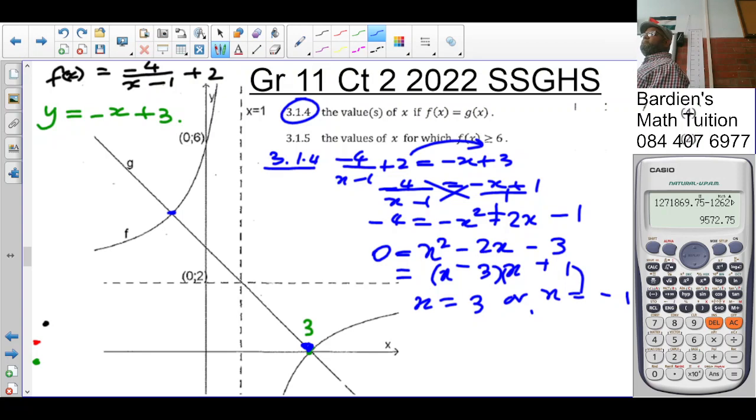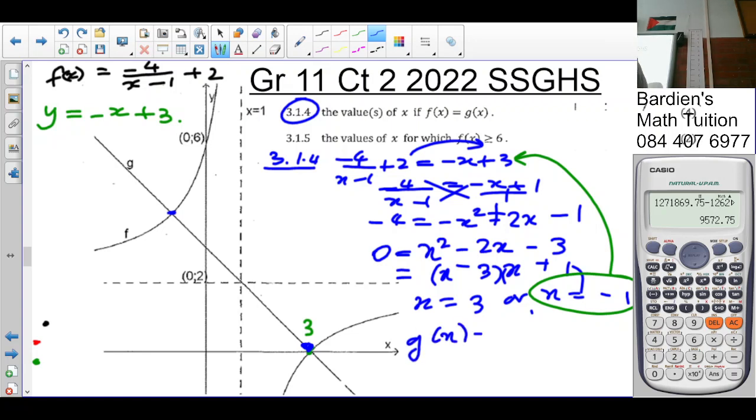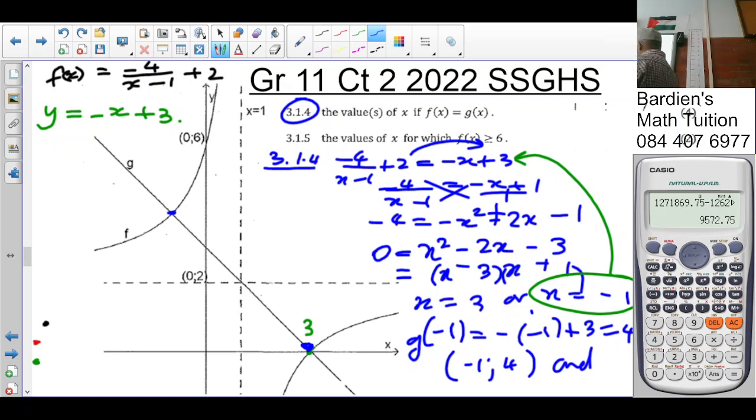Can you see that? So what do I do to calculate the corresponding y value? We substitute that either into the straight line or into the parabola. So we now say g of negative 1 is equal to negative 1 plus 3, which is 4. So it's (-1, 4), as well as (3, 0). But this (3, 0) point we already know from that graph.